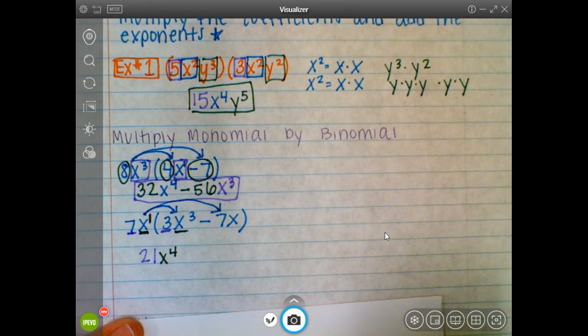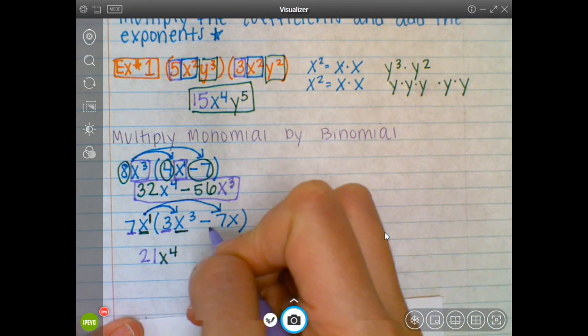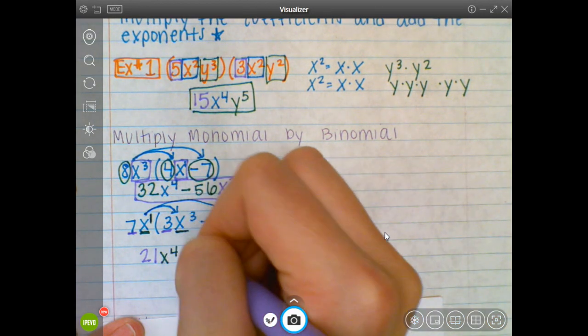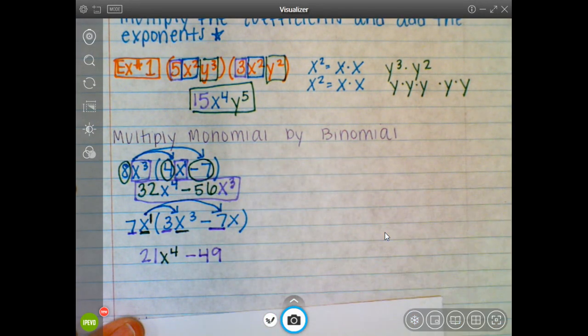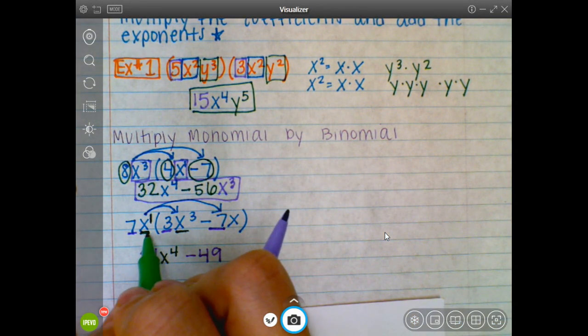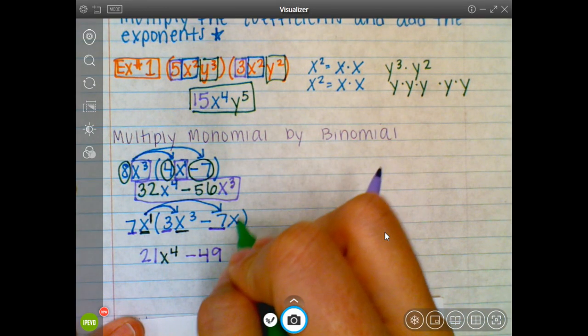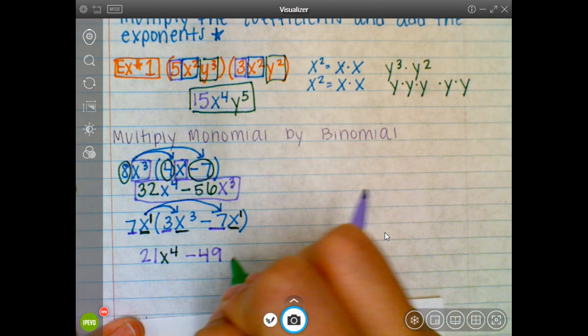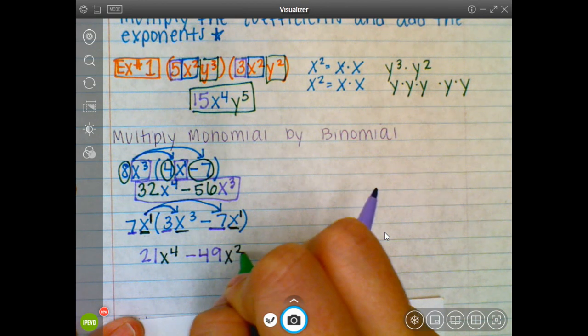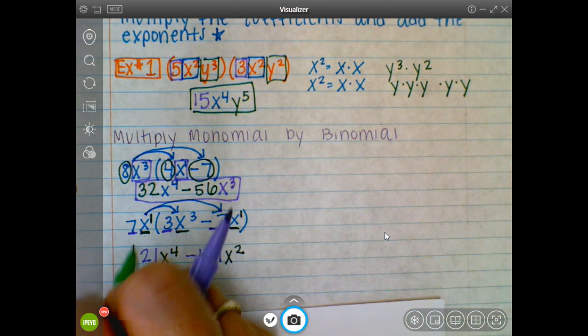So 7 here times this negative 7 gives me a negative 49. And now I have x to the first again times x. There's nothing there, so x to the first, which means it's x to the second. And there's my final answer.